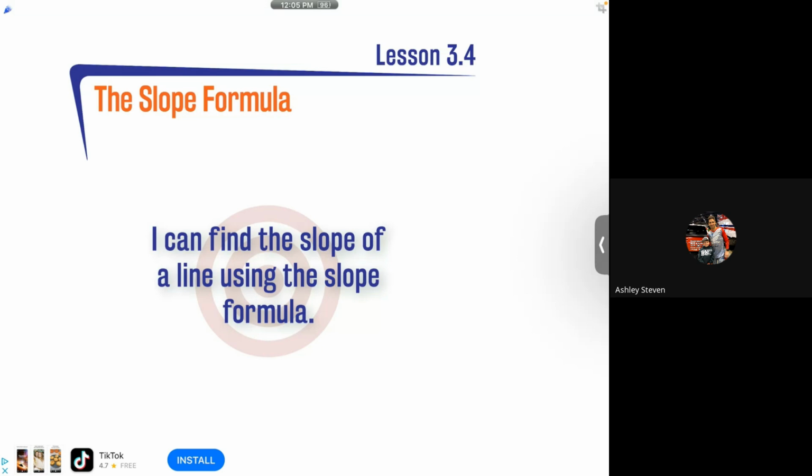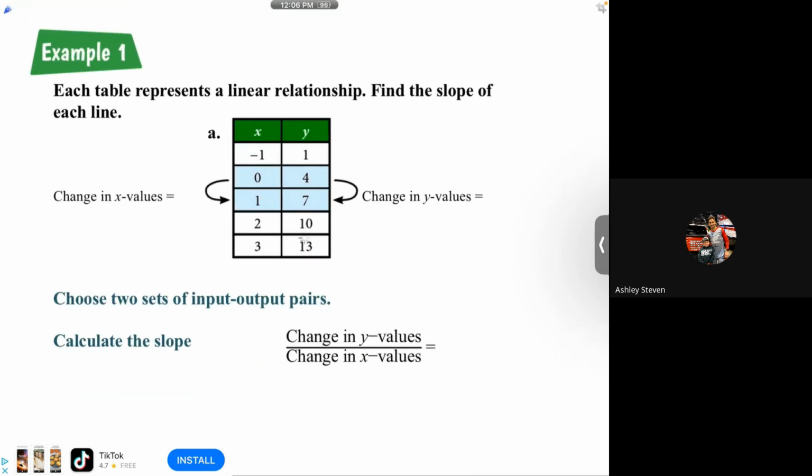All right, I can find the slope of a line using the slope formula. This is going to be important for Unit 4. If you don't understand this, Unit 4 is going to be a little bit harder. Okay? We'll go relatively slow today.